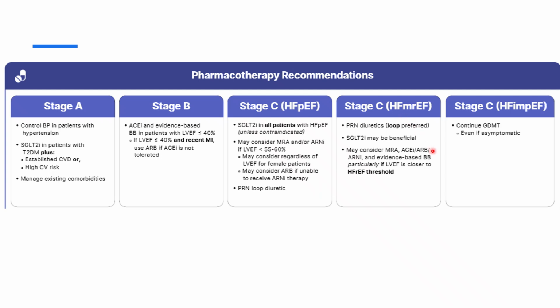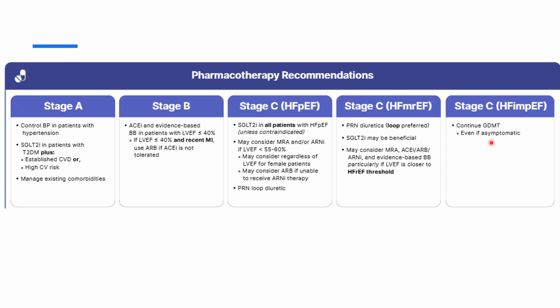Stage C, heart failure with mildly reduced ejection fraction, which is 41 to 49%. PRN diuretics, and the diuretics that are preferred are loop diuretics such as furosemide. SGLT2 inhibitors may be beneficial. Then may consider mineralocorticoid receptor antagonist, ACE inhibitor, ARBs or ARNI and evidence-based beta blocker, particularly if left ventricular ejection fraction is closer to reduced ejection fraction threshold.